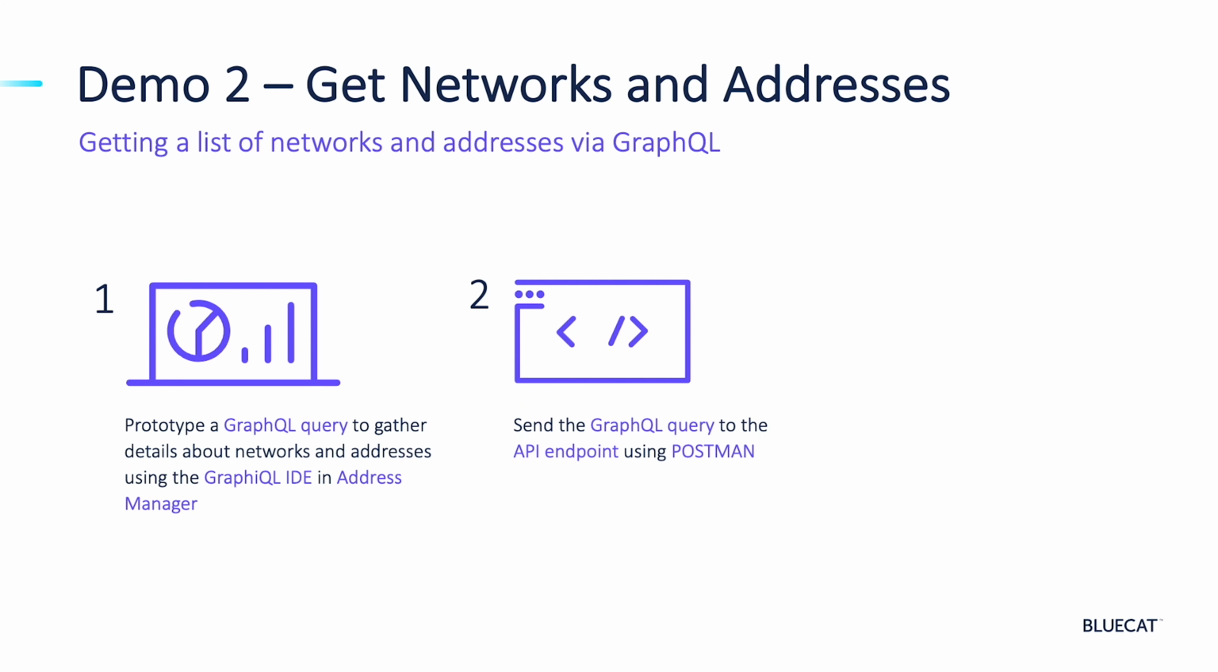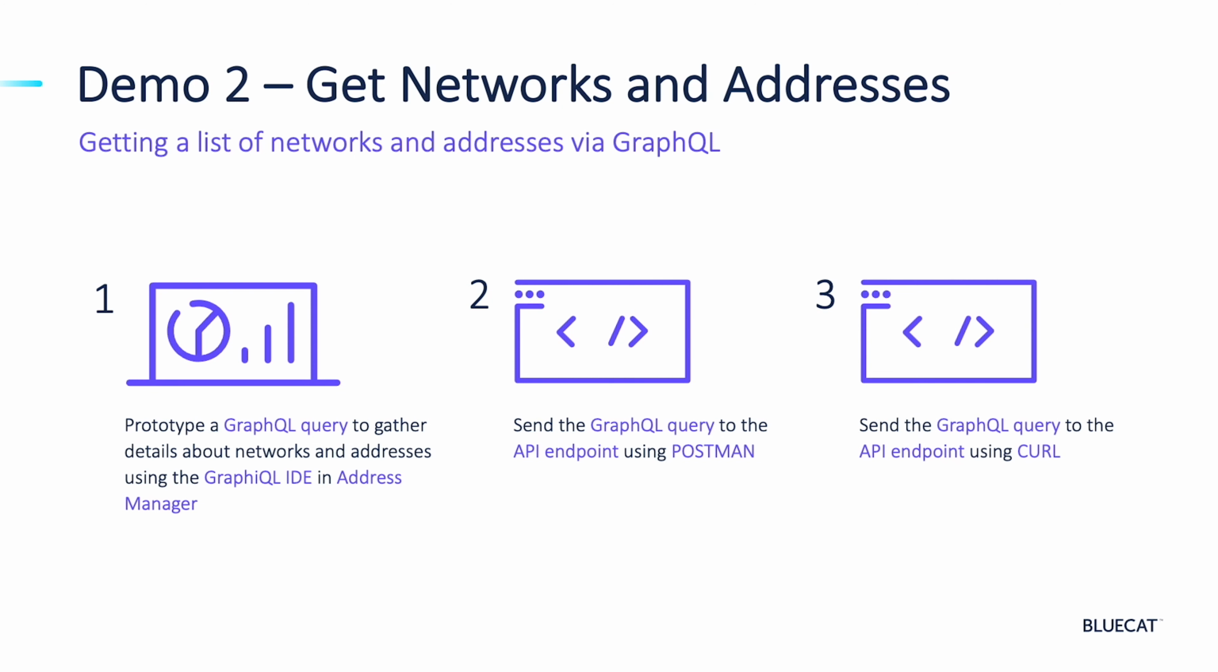We'll then again move our code from GraphQL into Postman, test the call against the endpoint, and then we'll create a new shell script, demo2.sh, with our curl command to run the query and generate our report.